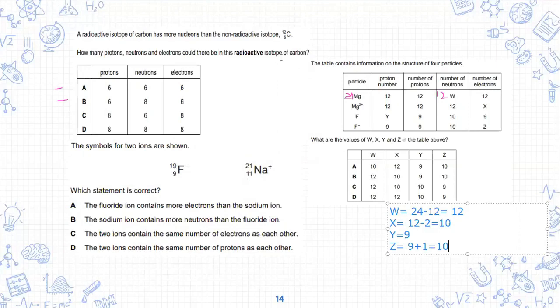Now if I check it from the table, W is 12. This one is wrong, so this option is now not needed. W is 12. All of these are correct. X is 10. So now you see this one is not needed. These two are absolutely correct. Now we have to check for Y and Z. Y is 9, so this one's correct, and Z is 10. You see, so this option is absolutely right.